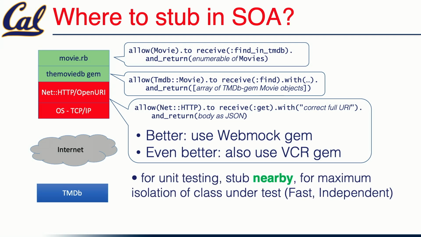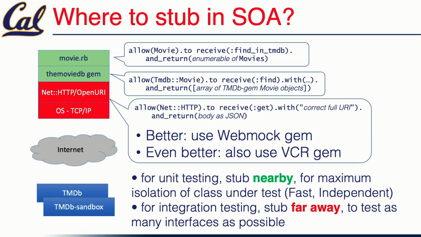So the moral of the story here is if you're stubbing nearby, and by nearby, I mean close to your code, right? You're the app writer, so you are up here. If you stub nearby, you're getting maximum isolation of the class being tested, right? So if you're stubbing at the level of the movie class, you're isolating your test from the behavior of find in TMDB and everything under it. The TMDB API gem, the HTTP call that actually goes out to the service, all of that stuff is being swept aside. And the farther away you get from your own code, you're getting things that are more realistic because now you're testing more and more of the code path, right? And in the limit, you're testing the code path all the way to the service.